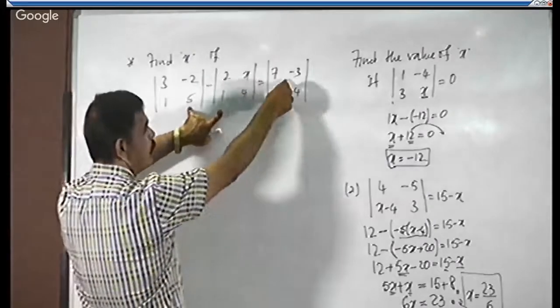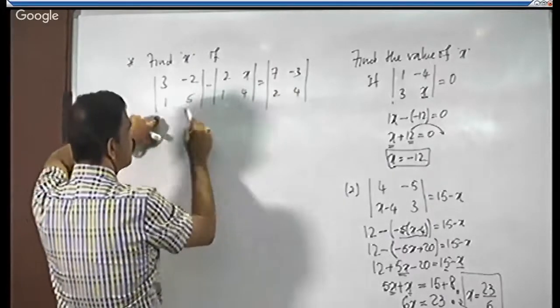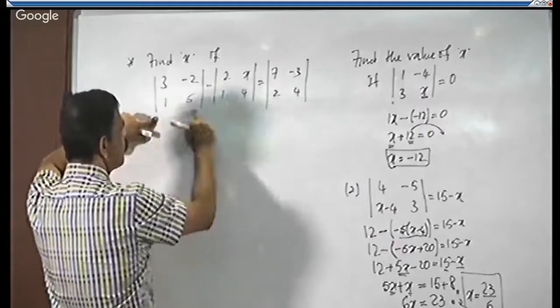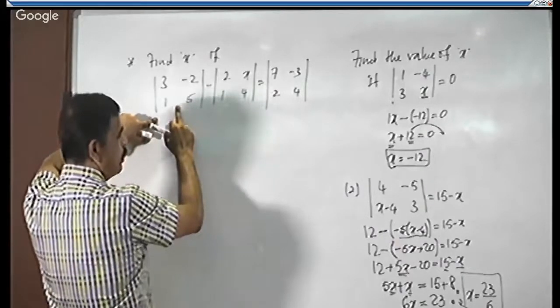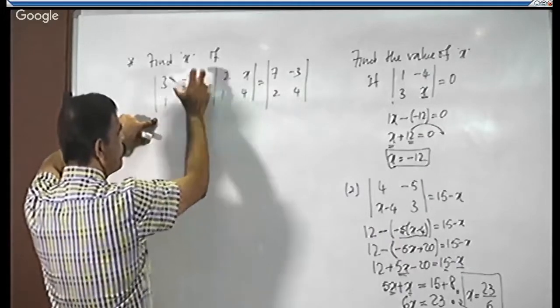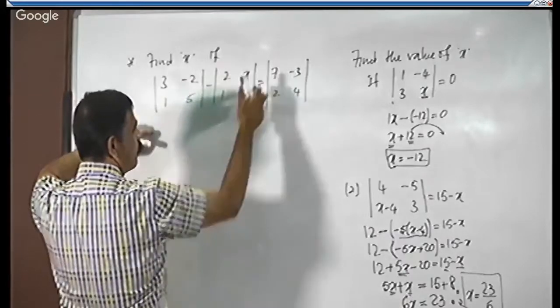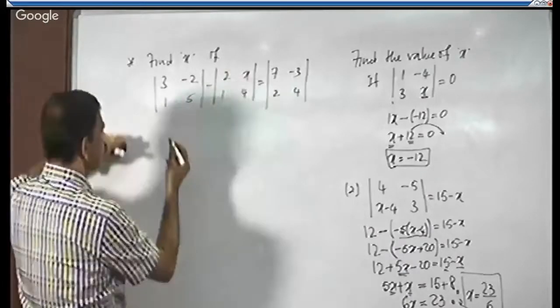One is at the right side. How to calculate the x value? See, these are the determinants now. Just expand it. Find the determinant value separately for all the three determinants.